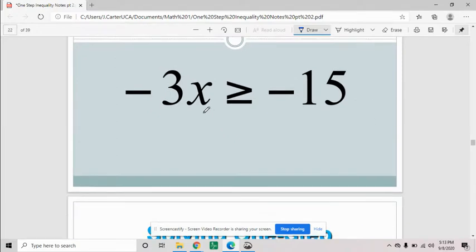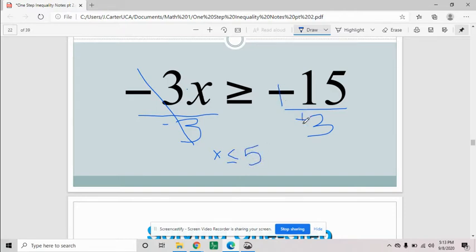And one more. So this is one that's like today's notes. So I have a -3 that's multiplying to my x. So to get rid of multiplication, we have to divide. But because I'm dividing by a negative number, my sign is going to flip. Don't forget about that. And 2 negatives make a positive. So my answer is +5.